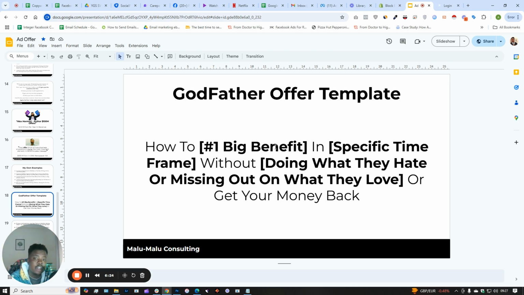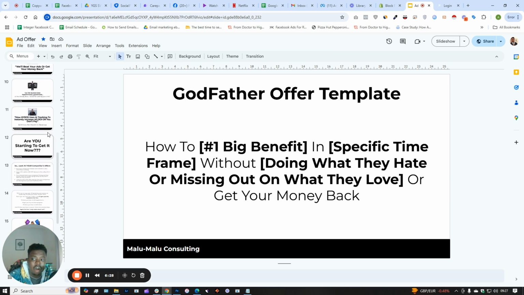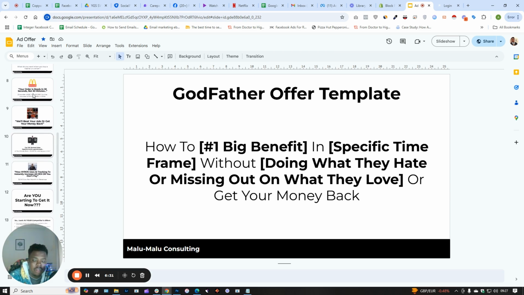This is where you fill in the blank in a specific time frame, because if you notice, in all the previous offers, not every single one of them, but some of them, have a specific time in which the benefit is achieved. So: how to achieve the benefit in a specific time frame without doing what the customer hates or missing out on their favorite food. And if the customer doesn't achieve the benefit in the specific time, then they get their money back. And this is what I've seen work best.